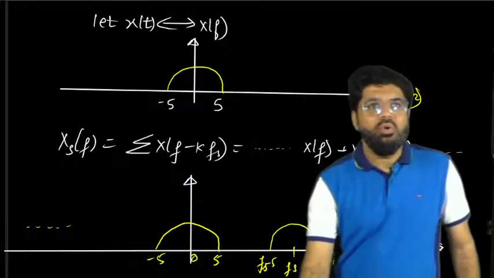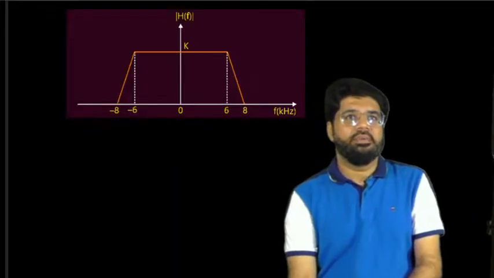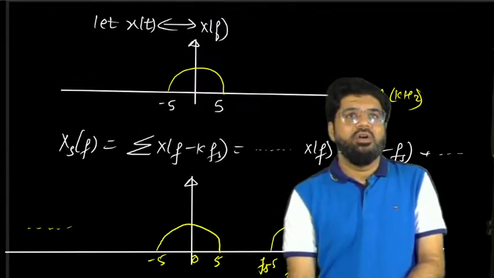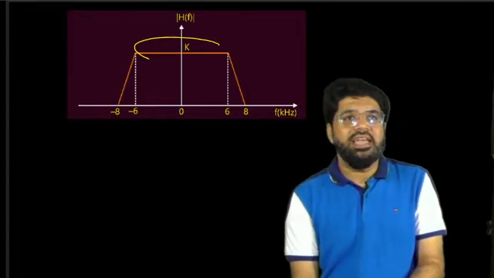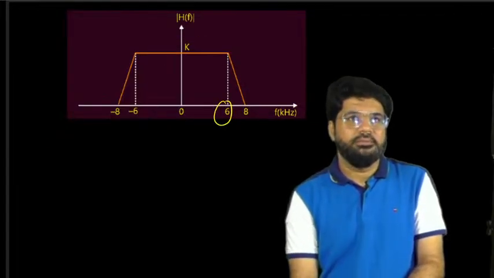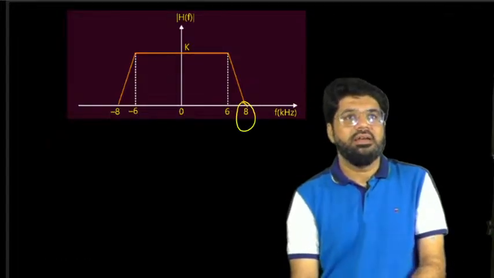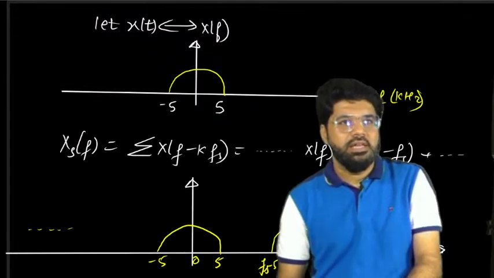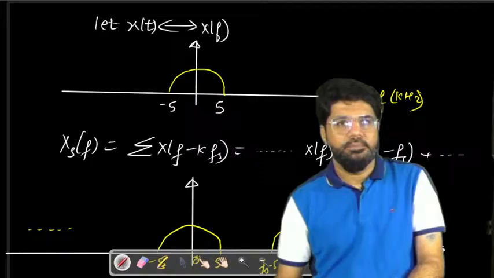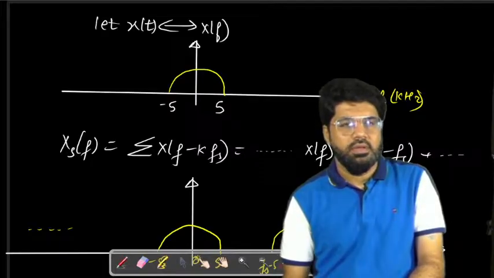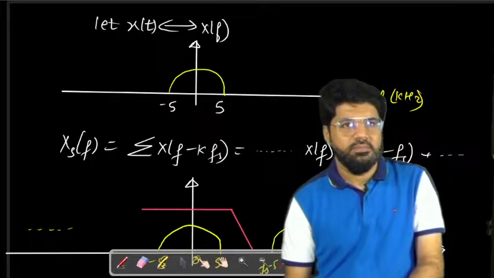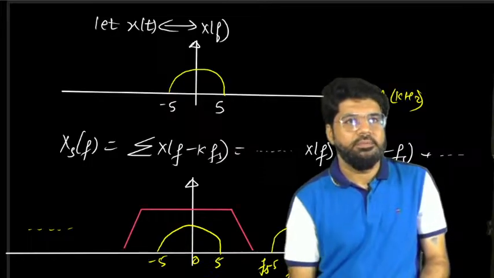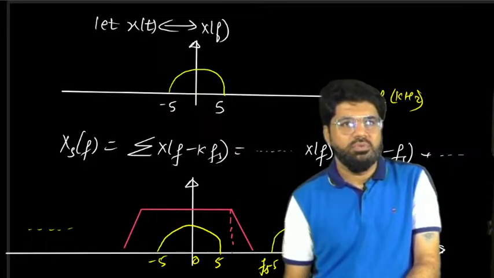Clear? Now let me place the filter in this picture only. Let's not take it separately. I'll just copy this filter here. And what is this filter given to you? It has a constant gain k up to the frequency 6, and beyond that the gain tapers and it becomes 0 at 8. So let me copy the filter information given to me. It is constant up to 6, and then it decreases something like this. Now see, it is constant up to 6.